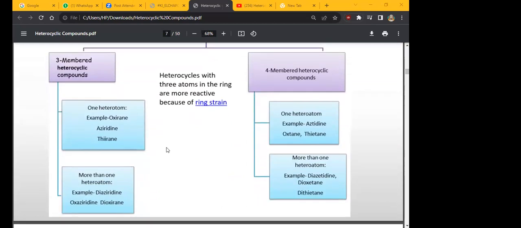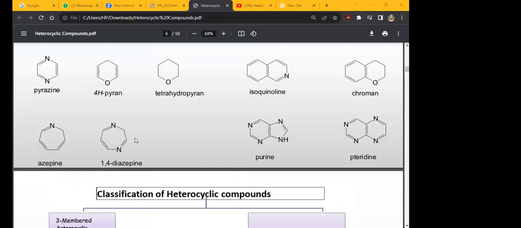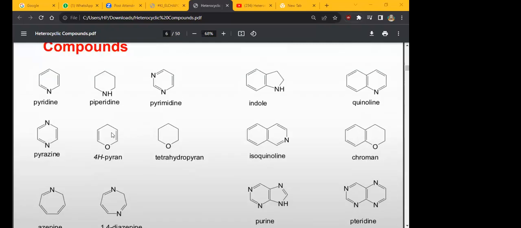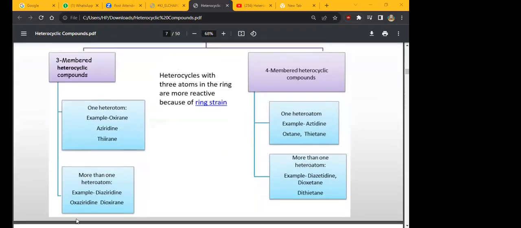So you see three-membered rings like these. Now, these rings can sometimes have more than one heteroatom. Like in this structure, let's say pyrazine. Pyrazine has two nitrogen atoms. There are times where you'd find a nitrogen atom and an oxygen atom, and times you find a nitrogen atom and a sulfur atom. So they exist in both forms.